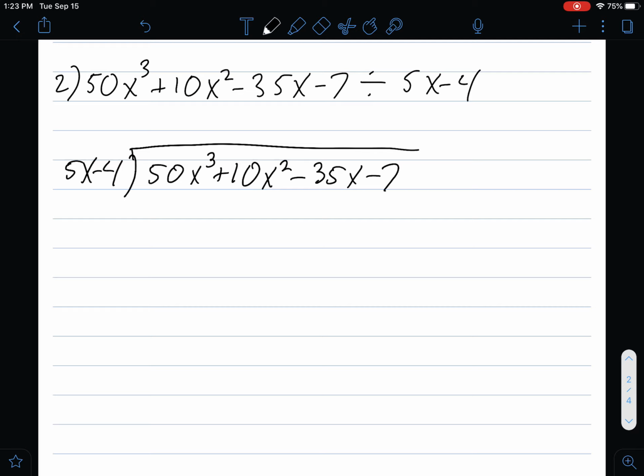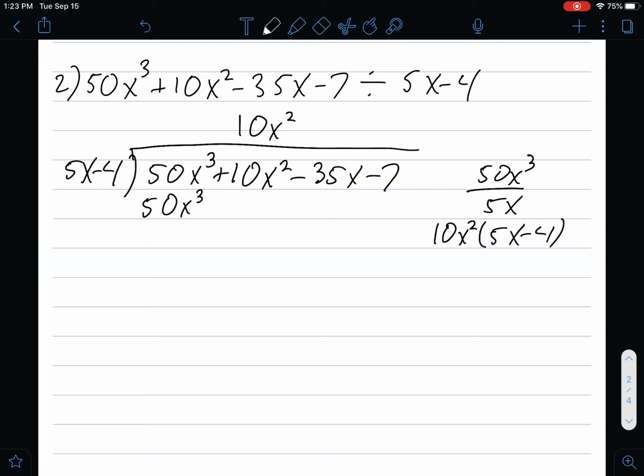First up is to divide 50x to the third divided by 5x. Once again, the first term in our dividend divided by the first term in our divisor. And this is going to equal 10x squared. Next up is to take this 10x squared, multiply it times our divisor, and that's going to be 50x to the third minus 40x squared.